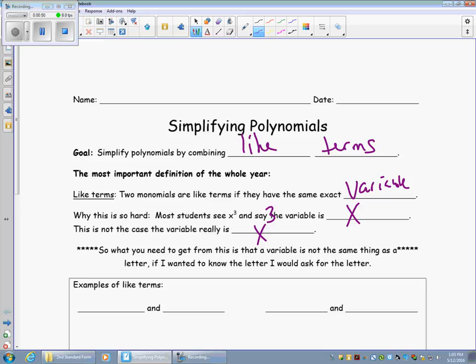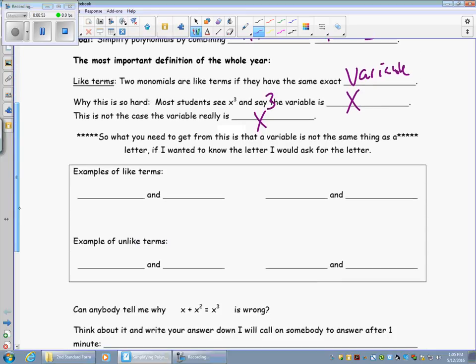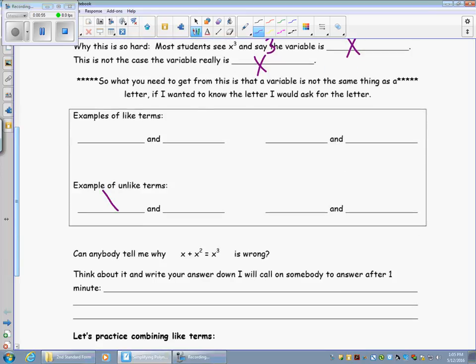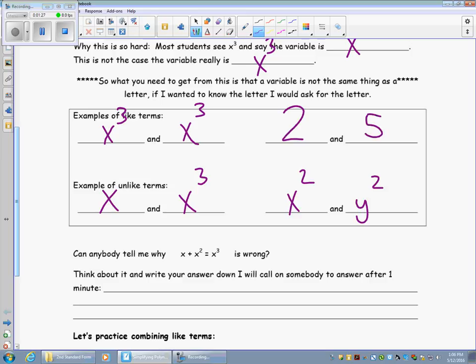So if I want to talk about examples of like terms and non-like terms, one of the biggest things that people mess up are things like x and x to the third. Those are not like terms. Even though they have the same letter, they don't have the same exact variable. We want x and x, or x to the third and x to the third. So an example of like terms would be x to the third and x to the third. Another example of unlike terms, obviously, are things like x squared and y squared. They need to be the same letter as well. And some examples of like terms, again, you could just do 2 and 5. Those are like terms. You can always combine those.